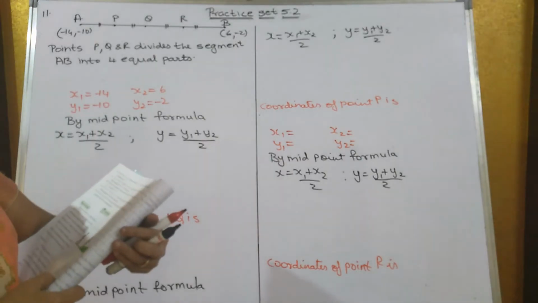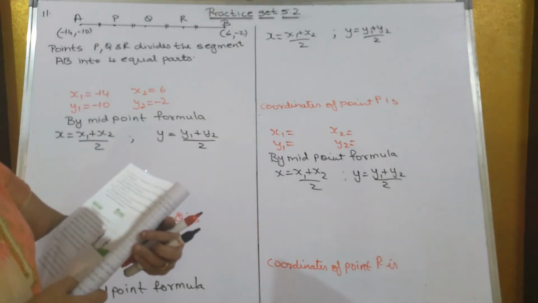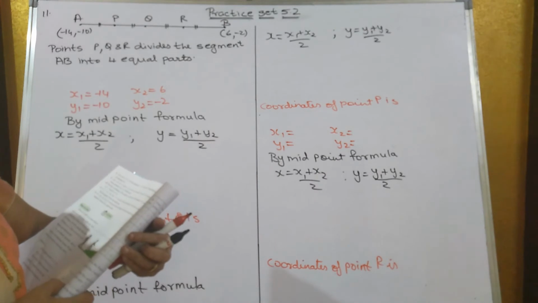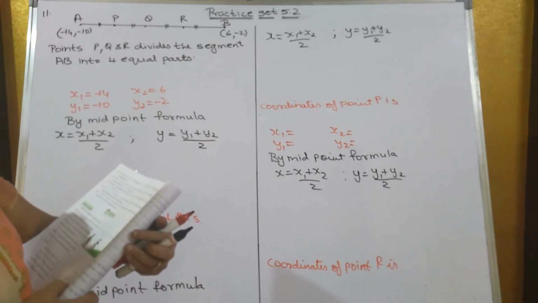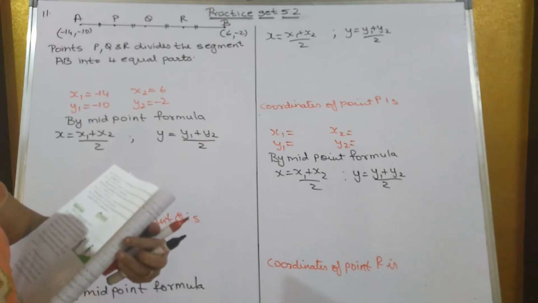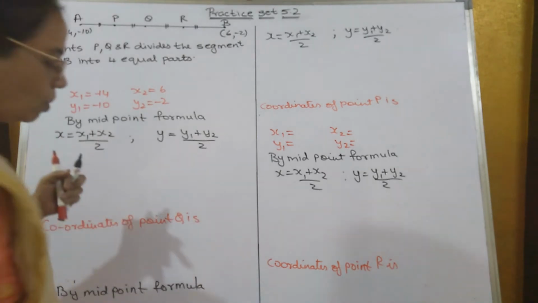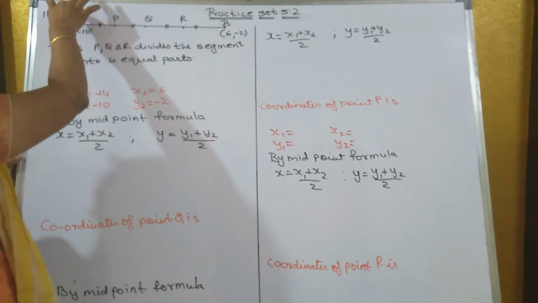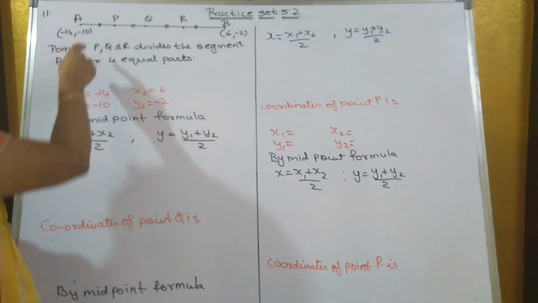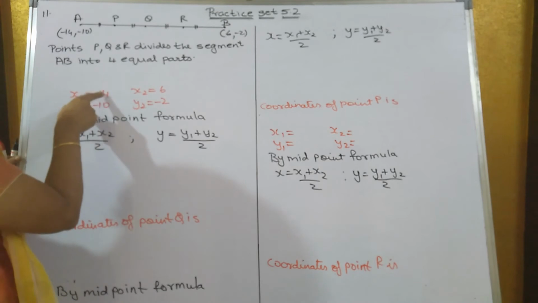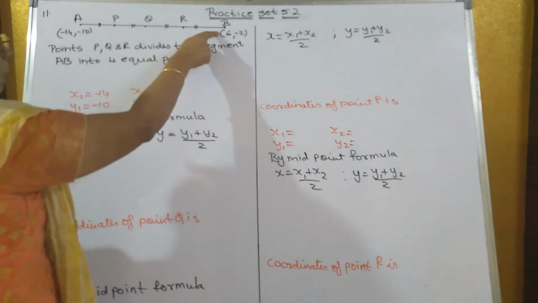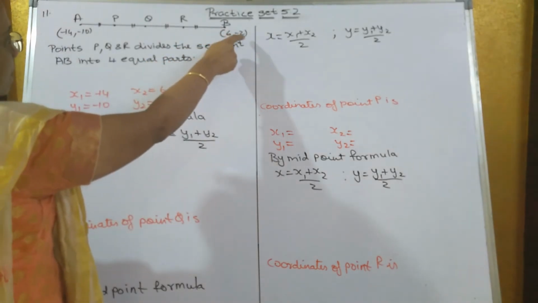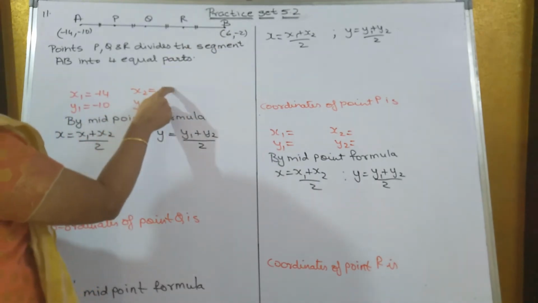Now sum number 11, if A minus 14 minus 10, B 6 minus 2 is given, then find the coordinates of the points which divide the segment AB into 4 equal parts. So this is a segment AB and the coordinates of A is already given minus 14 minus 10. So let us take x1 y1 is equal to minus 14 and minus 10, and coordinates of B is also given 6 and minus 2. So x2 y2 we will take it as 6 and minus 2.